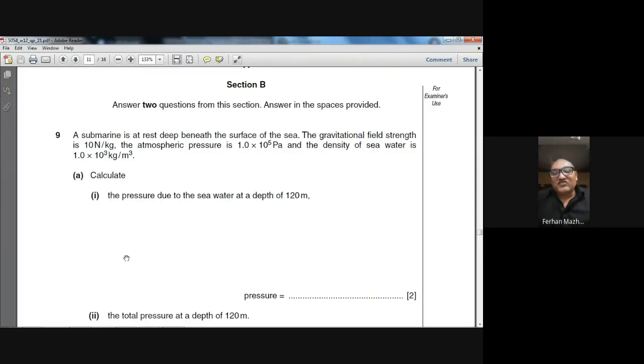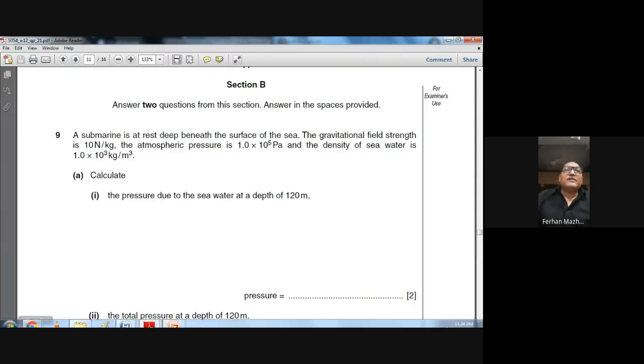We can find the pressure of the water. The formula is very simple. The pressure of the water we can find by the formula rho g h. Rho stands for the density, that will be in kg per meter cube. It's given. g is the gravitational field strength, it is 10 Newton per kg. And h means the depth of the water, that is 120 meters. So just put these values in that formula and do the calculation, and you will find the pressure of the seawater.